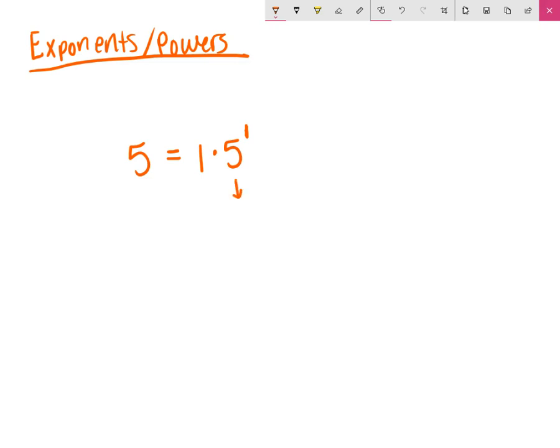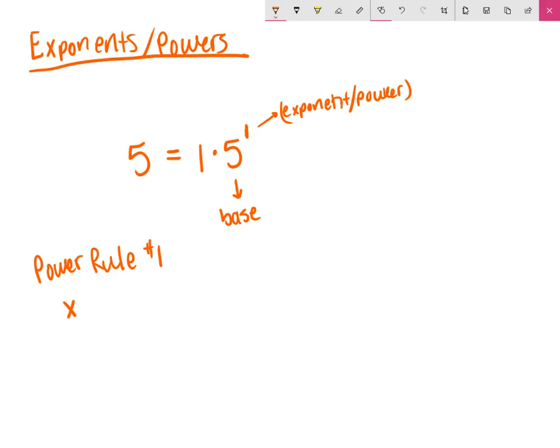We're going to call this 5, the actual number, a base. And we're going to call the 1 the exponent, or a power. Same thing. And this explanation follows power rule number 1, which says that any number raised to the first power is itself. So we can let x be any number, raise it to the 1 power, and it's going to be itself.